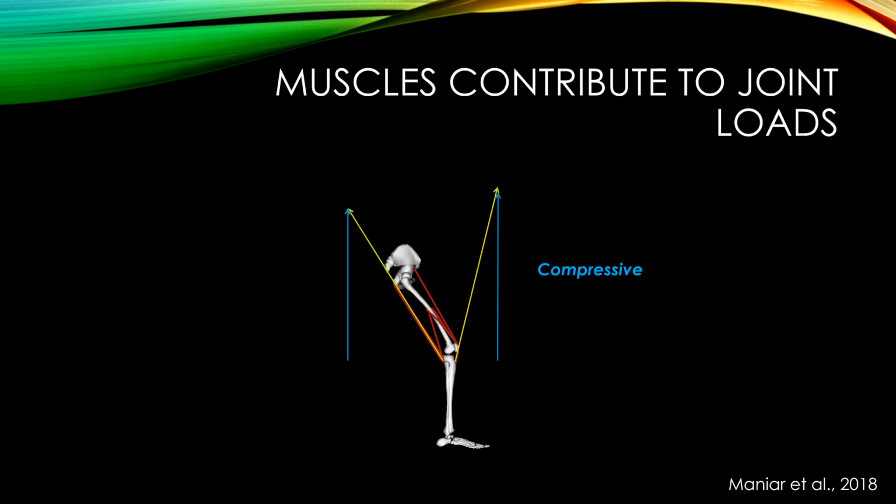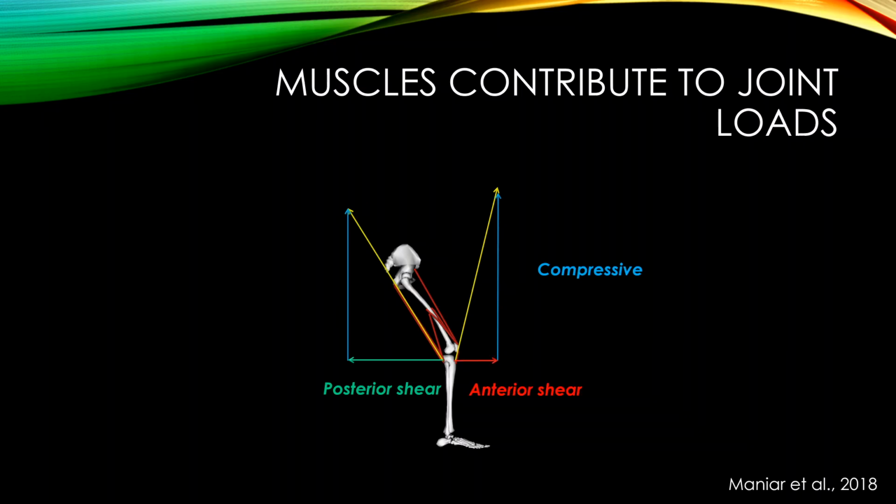The first component is the compressive component, and in both cases, for both the quads and the hamstrings, they tend to induce joint compression. So they basically pull the tibia into the femur, or they squeeze them together. Now remember, this might be a good thing, this might be a bad thing, we don't really know. But if you look at the shear component, it becomes a lot more clear.